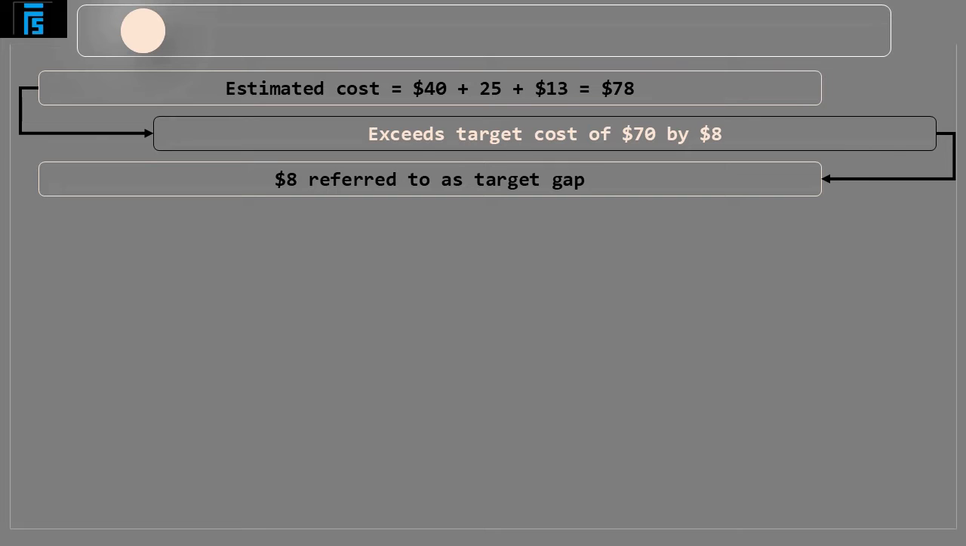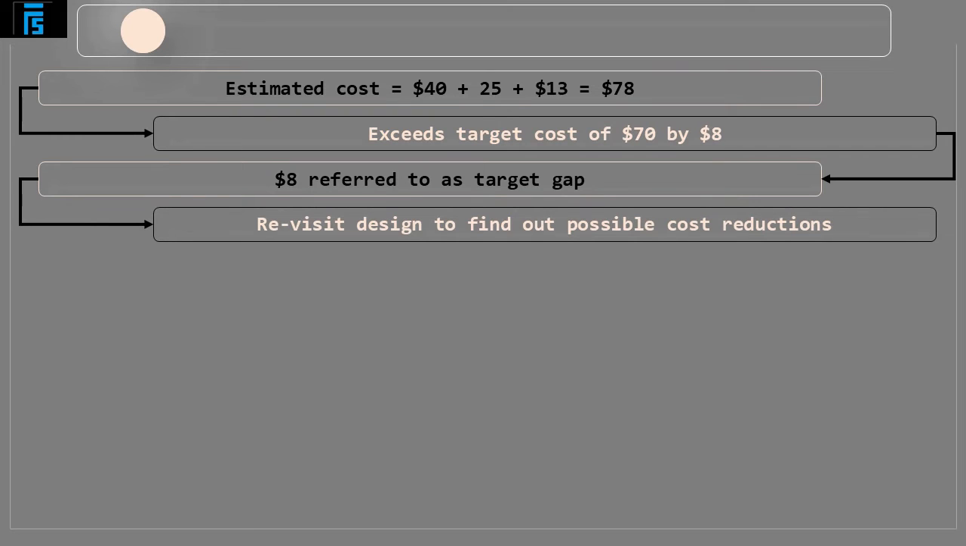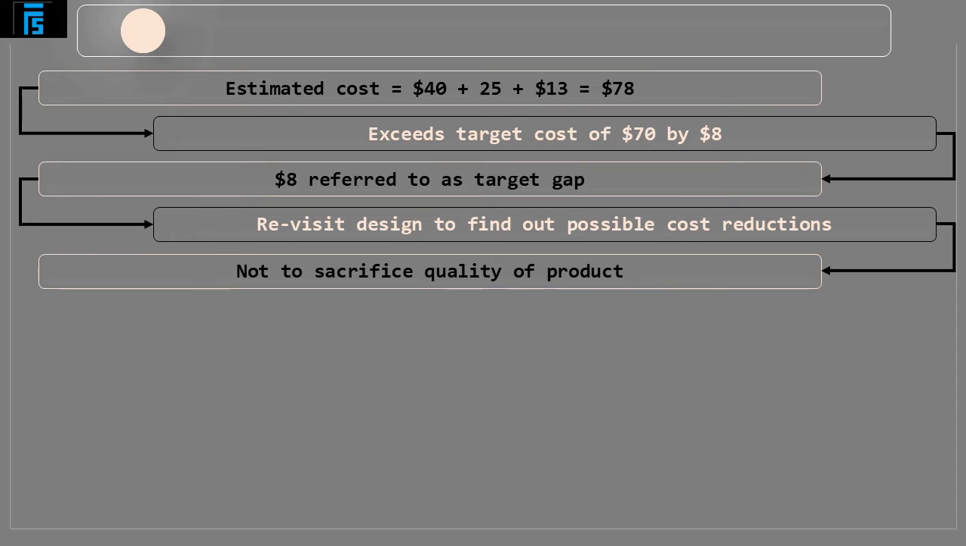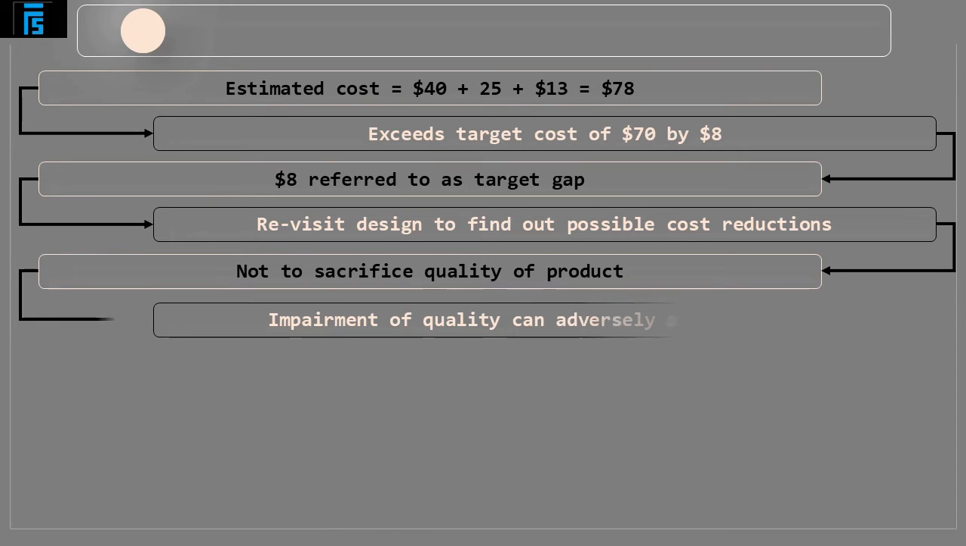Company A must focus on reducing or eliminating the cost gap. In other words, the anticipated material, labor and overhead costs incurred during the design and production of product P must be revisited to see if any cost reductions can be made. It's important that in its effort to reduce costs, Company A does not sacrifice the quality of the product. Any impairment of quality could have a knock-on impact on customer demand and ultimately company profit.